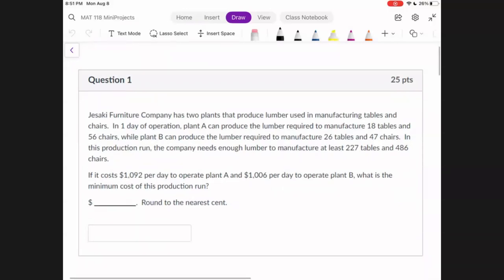So it says here this furniture company has two plants. In one day, plant A can produce the lumber required for 18 tables and 56 chairs, and plant B can produce 26 tables and 47 chairs. In this run, the company needs 227 tables and 486 chairs. If it costs 1,092 per day to operate A and 1,006 to operate B, what is the minimum cost of the run? So let's set up our constraints.